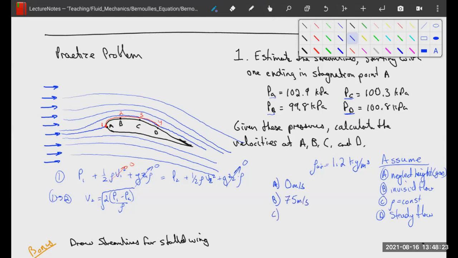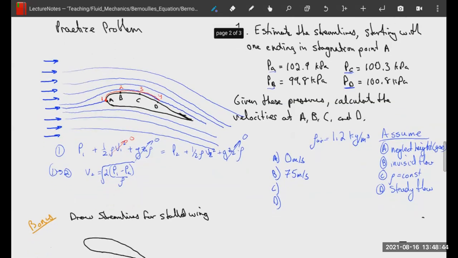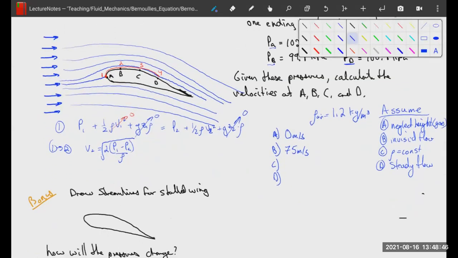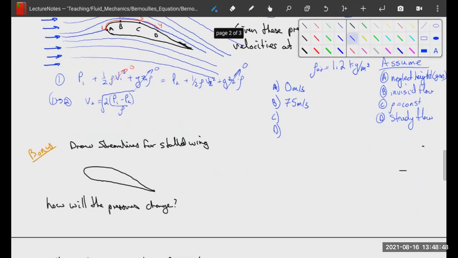And I'll let you guys do the rest of these again as an exercise to yourself. But only to state that we would expect our highest velocity to be at the top of a wing, okay? And then it will slow down after that till it comes back to our stagnation point. So B should be your highest velocity and C and D should be lower than that. Cool. So this is the streamlines for a well-functioning wing. Let's draw the streamlines for a stalled wing, right?